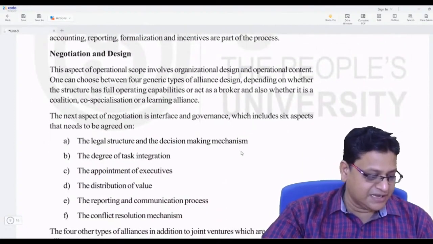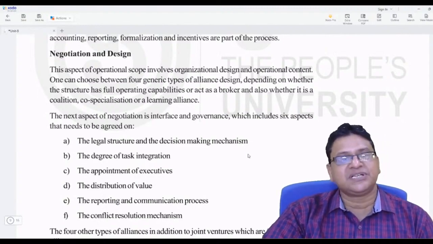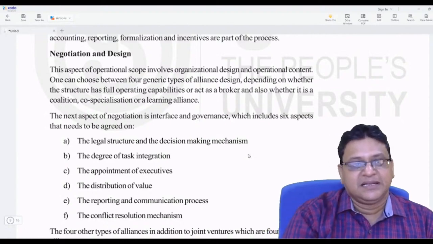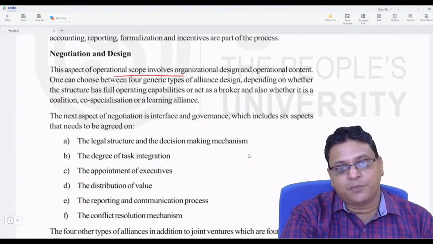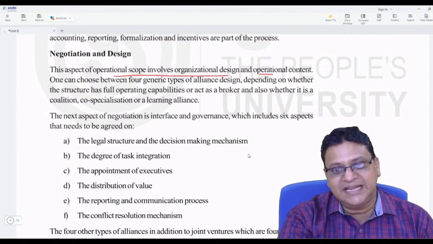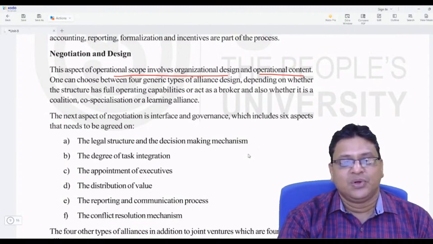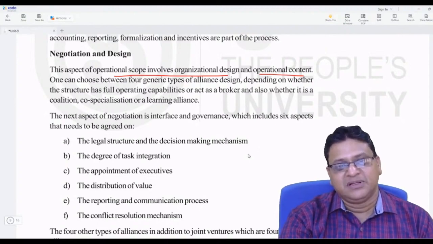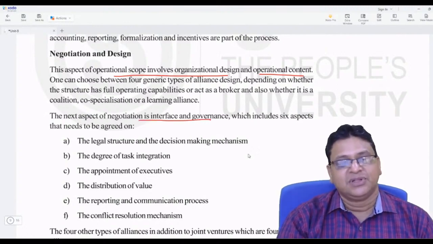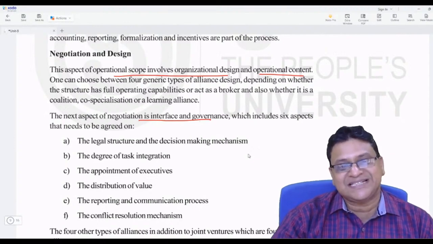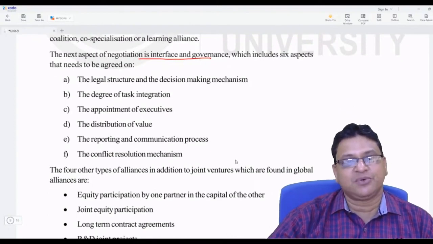Next, we are discussing negotiation and design. What is negotiation and design? This aspect of organizational scope involves organizational design and operational content. Negotiation is made between alliance partners. The negotiation is done in 6 different aspects. So what are the aspects in which negotiation is done?